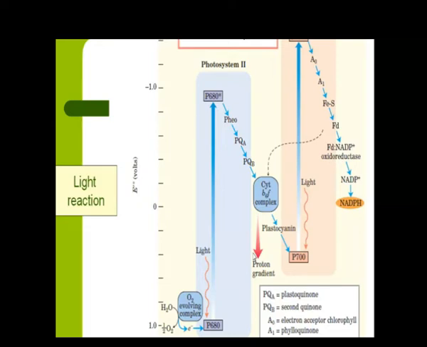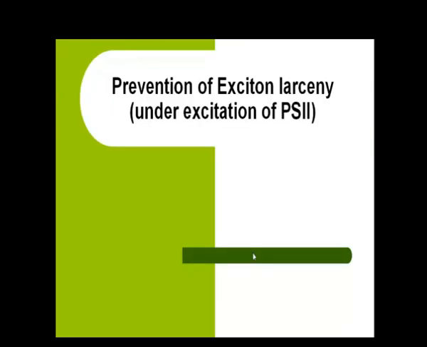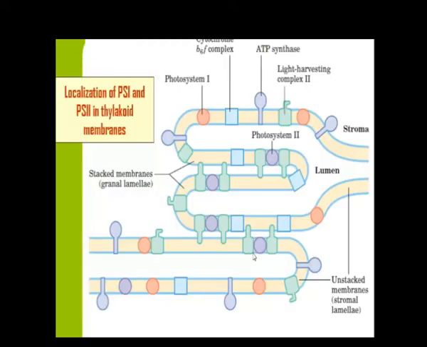This is exciton larceny: prevention of exciton larceny, or under excitation of PS2. If PS1 is closely present next to PS2, PS2 will always be under excited because it has a higher energy level. PS1, photosystem 1, and ATP synthase are present separate. Photosystem 2 is placed separate. Photosystem 2 is the one which has higher energy, right? 680. Therefore, it is placed separate.